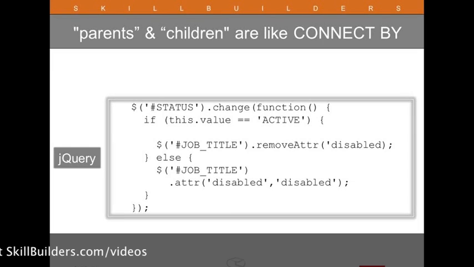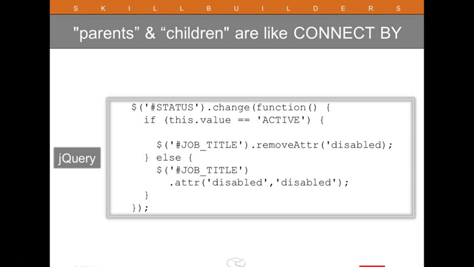Essentially what we're doing is creating what's known as an event binder here. We're starting with selecting status, which of course is our driver. And we're saying if it changes, then call this function. Function does not have a name, but its body is simple enough.